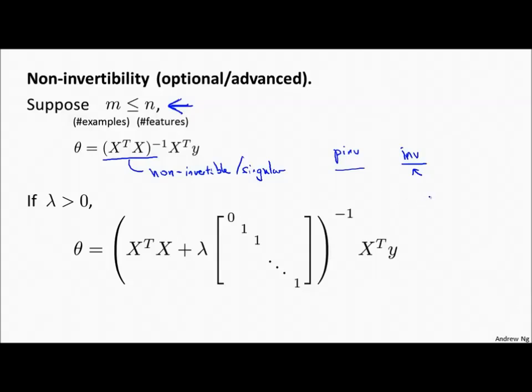Fortunately, regularization also takes care of this for us. Concretely, so long as the regularization parameter lambda is strictly greater than 0, it is possible to prove that the matrix X transpose X plus lambda times this funny matrix here will not be singular, and that this matrix will be invertible. So using regularization also takes care of any non-invertibility issues of the X transpose X matrix as well.